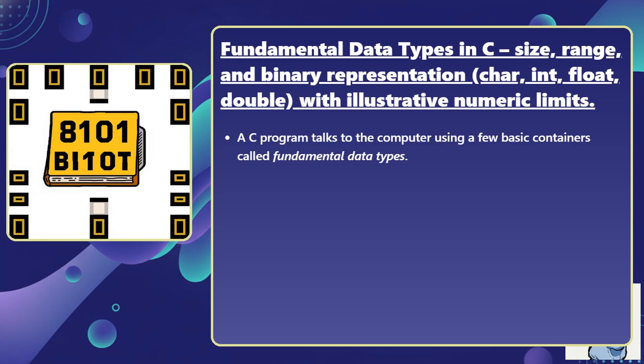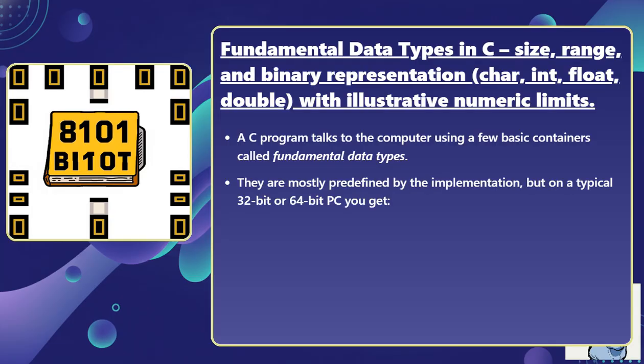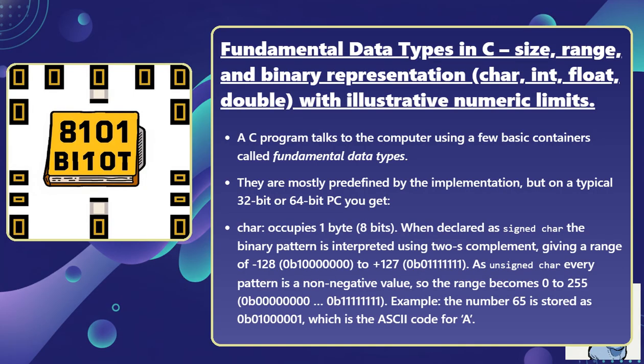A C program talks to the computer using a few basic containers called fundamental data types. They are mostly predefined by the implementation, but on a typical 32-bit or 64-bit PC you get: char occupies 1 byte, 8 bits.